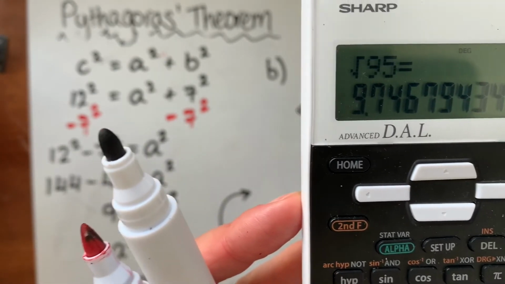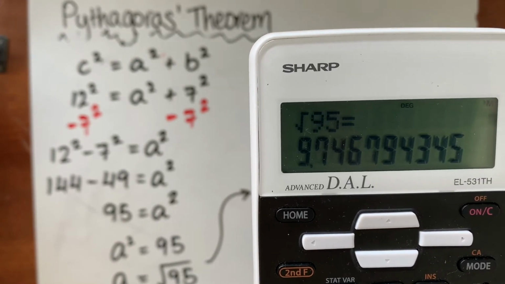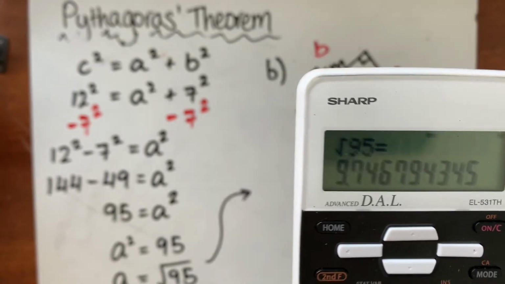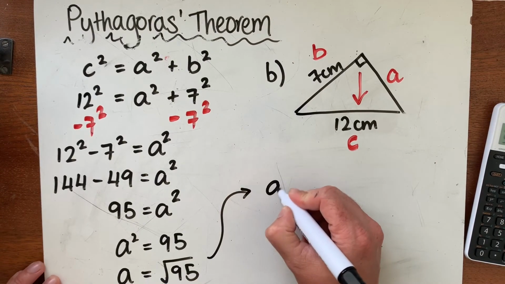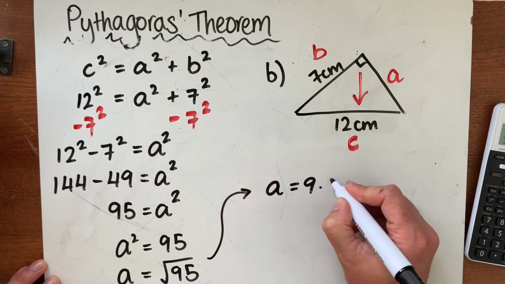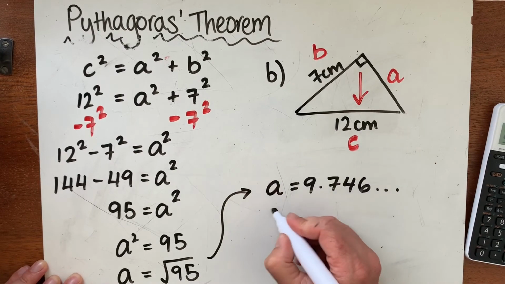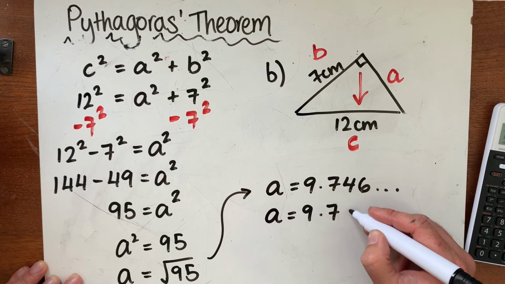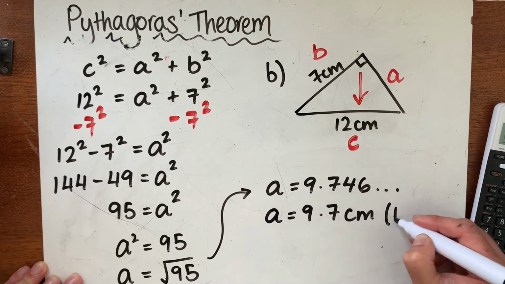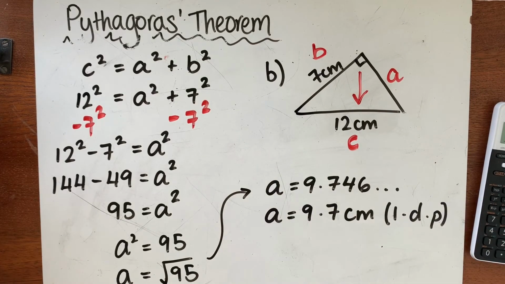Okay, so the square root of 95, and you can see we get, again, one of these big, long, irrational numbers. So 9.746794345. 3 decimal places at this point, so we're going with A is equal to 9.746, and so A is equal to 9.7, correct to 1 decimal place. My units are centimetres. Okay, let's keep going.